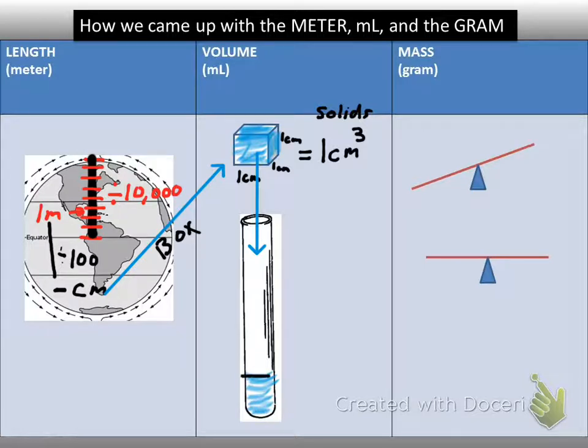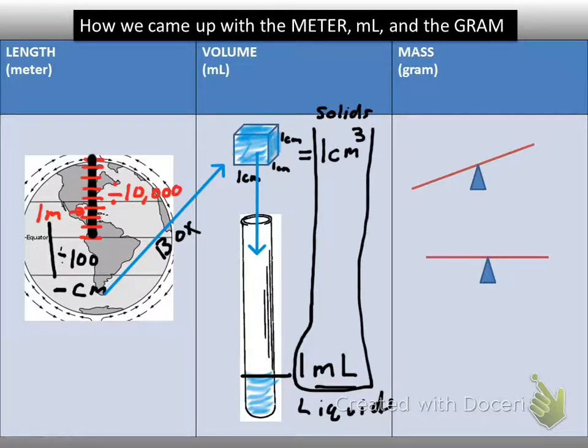And we put a tick mark at the bottom of the meniscus, and we said, let that be the same as a milliliter. So now we have a new unit called a milliliter that we use for liquids. So really, a centimeter cubed and a milliliter are the exact same thing. There is no difference between those two units. They're identical to each other. We just tend to use milliliters for liquids, and centimeters cubed for solids.